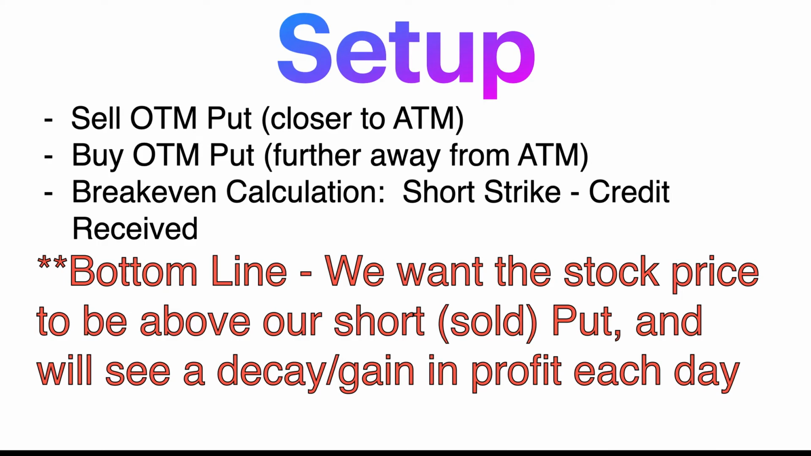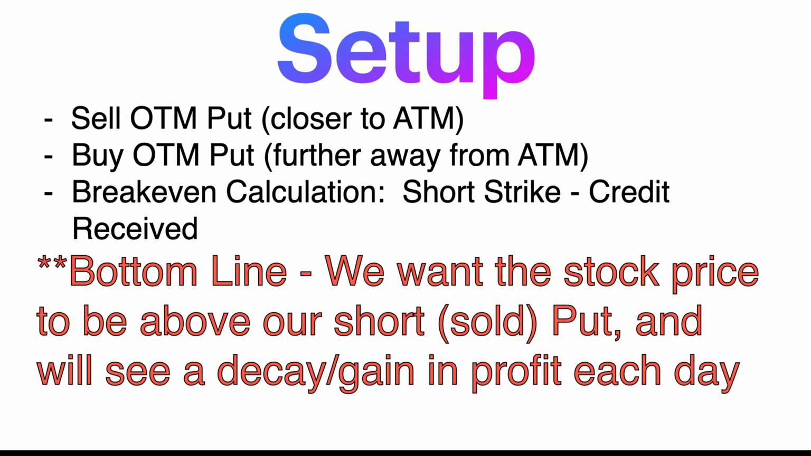Let's say the stock's trading at about $40 a share. Your short put, this first component, is maybe you sell the 35 put. So stock's trading at 40, sell the 35, and then you buy the 30 put. That's your protection. Then you're going to take in a certain amount of credit. Let's just say you take in $1 of credit. Well, 35, which is your first out-of-the-money put that you sold, minus the $1 puts you at 34. So your break-even price on the stock trade would be $34 a share.